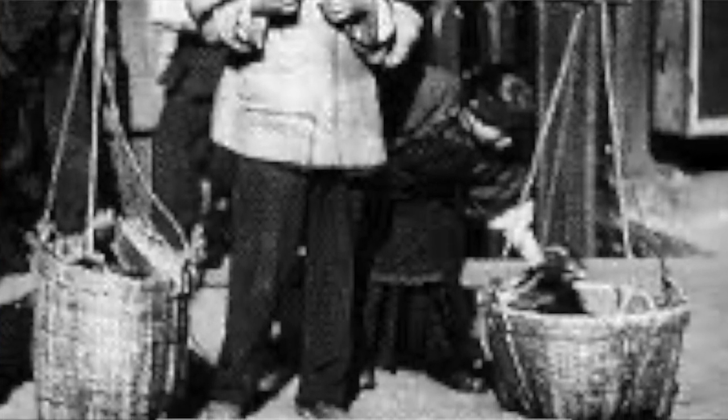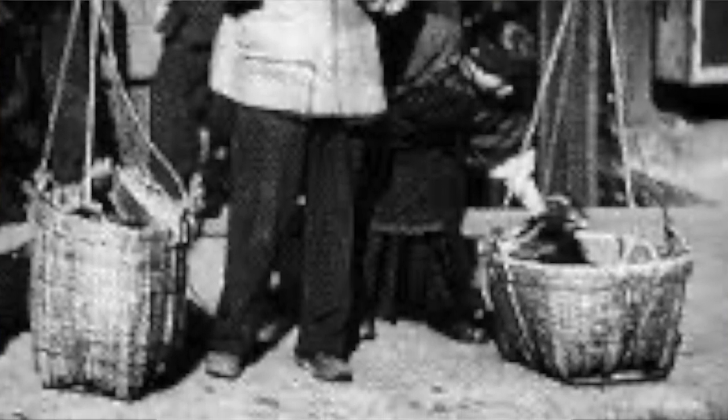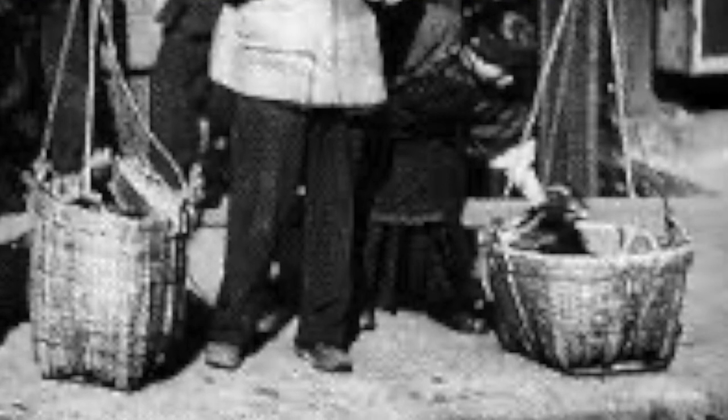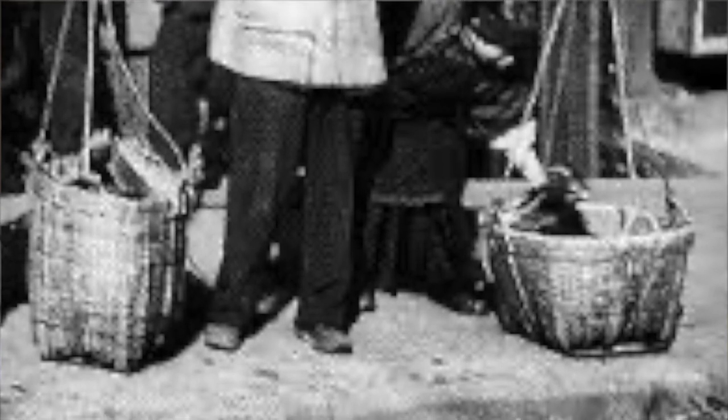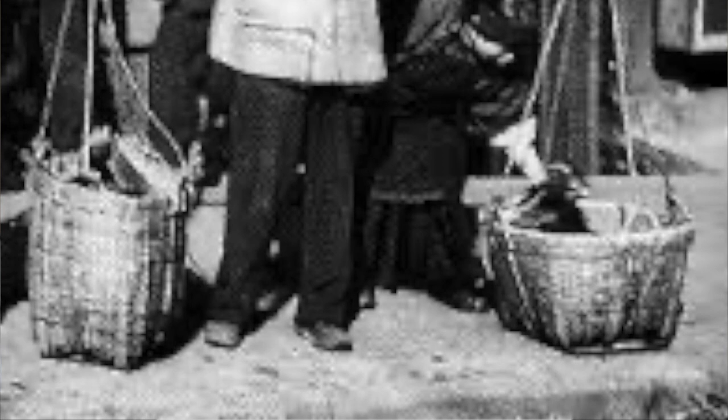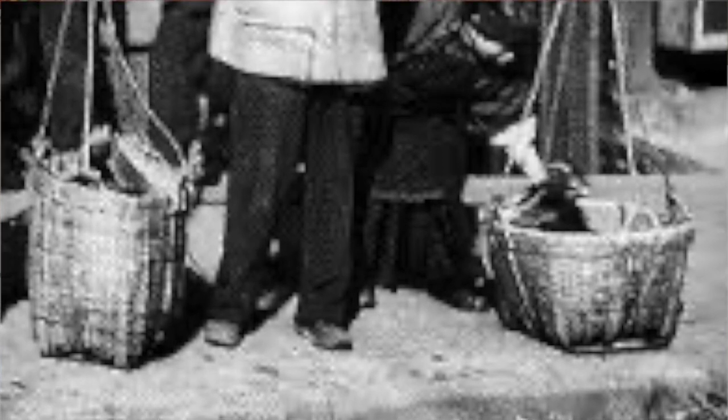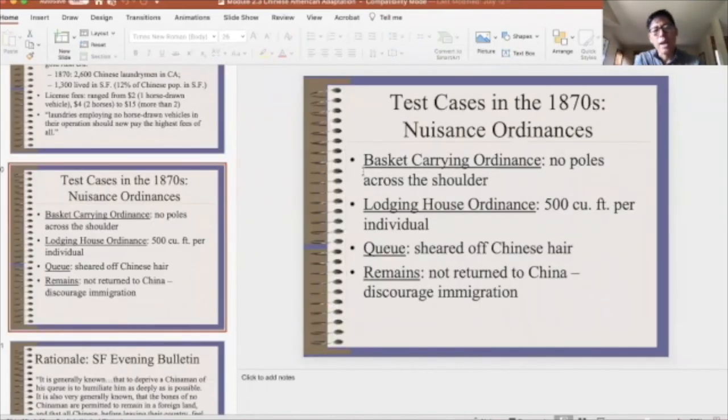This was one of the several what is known as the nuisance ordinances that Governor Bigler, as well as the city supervisors of the city and county of San Francisco, passed during this time period, right? I'm going to end with a couple of other ordinances that they had passed, right? We're almost out of time here. So that is known as the basket carrying ordinance, right? So you could not carry poles hung across your shoulders.